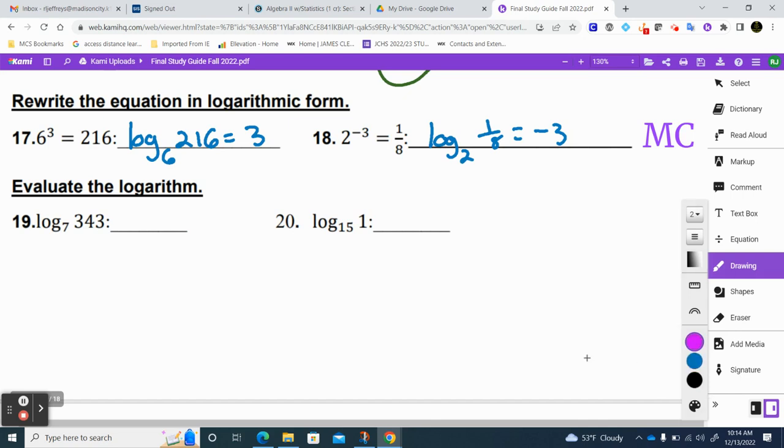So, now evaluate the logarithm. This is 7 to what power is 343? I would literally say 7 times 7 times, just keep going until I got that number. And this is to the third power. This one, 15 to the what power is 1? Well, what is the one power that makes anything 1? 0. Some of y'all are used to seeing that in the grade book. So that should kind of remind you.